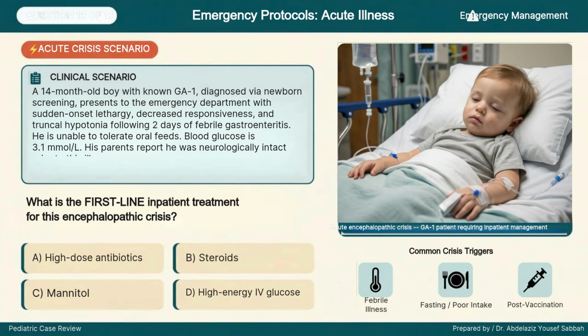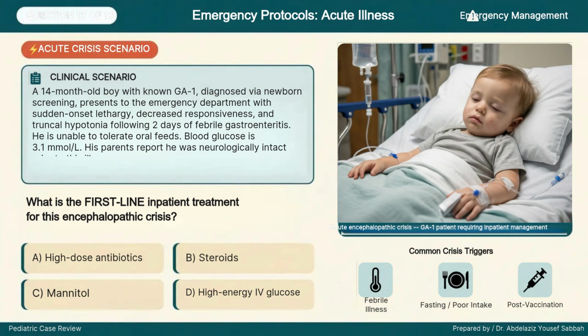Case 13. A 14-month-old boy with known glutaric acidemia type 1, diagnosed via newborn screening, presents to the emergency department with sudden-onset lethargy, decreased responsiveness, and truncal hypotonia following 2 days of febrile gastroenteritis. He is unable to tolerate oral feeds. Blood glucose is 3.1 millimoles per liter. His parents report he was neurologically intact prior to this illness.